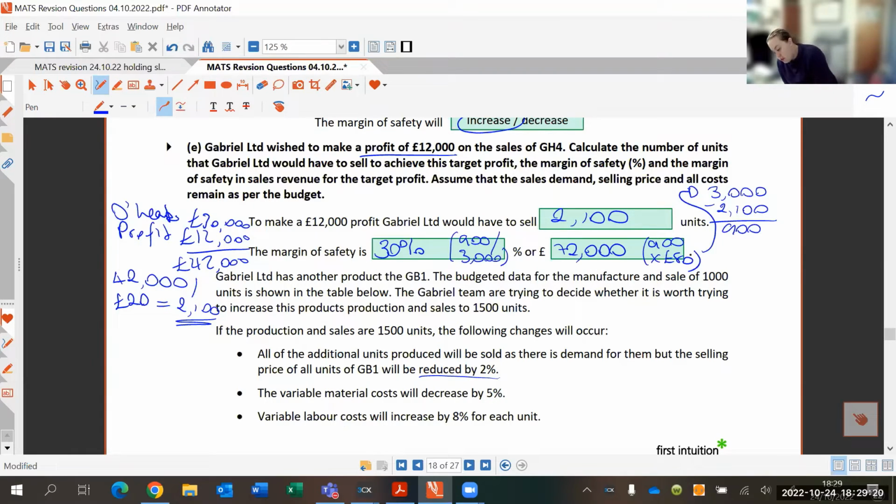They will also be able to decrease their variable material costs by 5%, probably because they're going to be able to buy more material in bulk. It's a bit of an extra thing for you, but if they're going to buy more material, the supplier may give them some discount. However, their variable labour costs are going to increase by 8% for each unit. So that's where it gets a little bit more tricky in what we need to do.